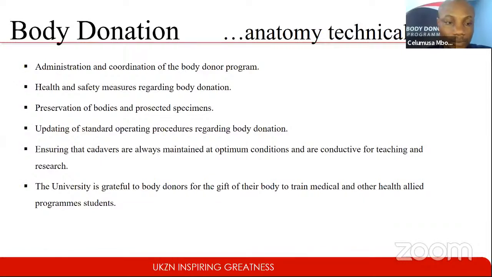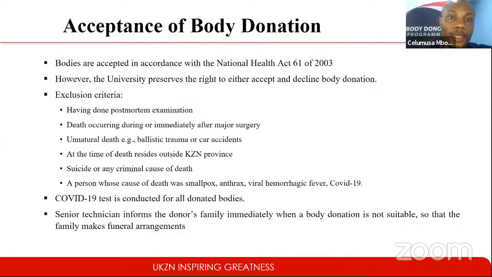for research. So the university is grateful for all the donors, firstly for registration to be body donors, and also to be part of the body donor program community, which is critical for our purposes. Acceptance of body donation. So the law that governs body donation in South Africa is the National Health Act. However, the university reserves the right to either accept or decline a body donation.